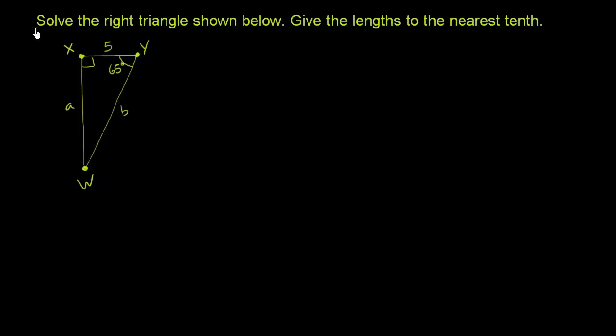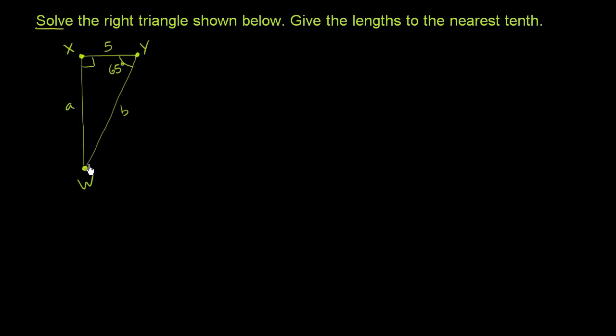We're asked to solve the right triangle shown below. Give the lengths to the nearest tenth. So when they say solve the right triangle, we can assume that they're saying, figure out the lengths of all the sides, so whatever A is equal to, whatever B is equal to, and also what are all the angles of the right triangle. They've given two of them. We might have to figure out this third right over here.